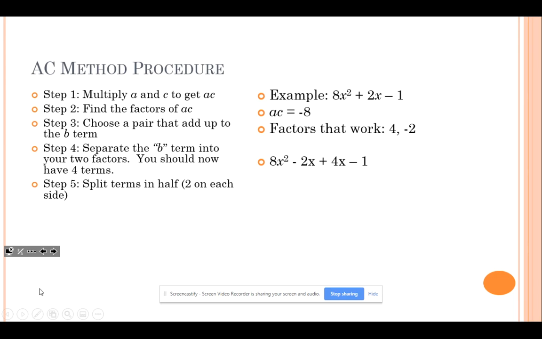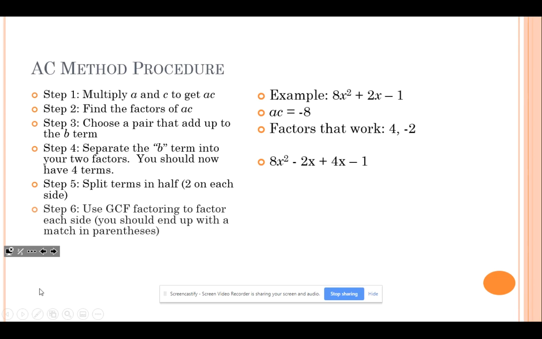I'll split the terms in half with 2 on each side, and then I'll use GCF factoring to factor each side, hoping that I get a match in the parentheses. The greatest common factor of 8x squared and 2x is 2x, and when I factor that out, I'm left with 4x minus 1. On the other side, the greatest common factor of 4x and 1 is 1, so I factor out a 1, and I'm left with 4x minus 1. I have a match in my parentheses, so I may continue.